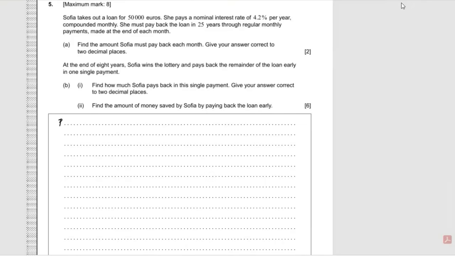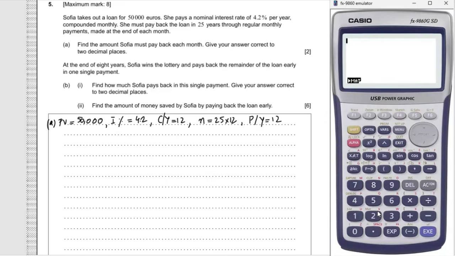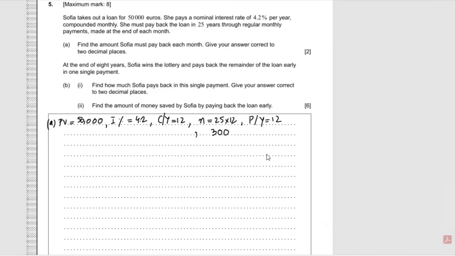So we have the principal value for part A, which is 50,000. And we have the interest percentage, which is 4.2. We know that it's compounded monthly, so CY is 12. She must pay back the loan in 25 years, so N is 25 times 12 since it's monthly payments. So PY is going to be 12 as well. I'm just collecting my data. 25 times 12 is 300 payments she needs to give, right?